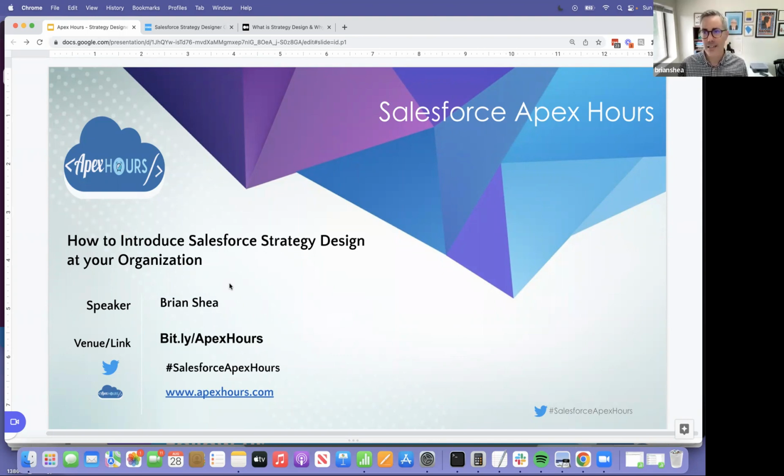So this is our second session on Salesforce strategy design. Our first session was giving an overview of what strategy design is and talking about the Salesforce strategy design certification, the new certification that was launched in 2022. This session, we're going to talk about how we can take some of the strategy design concepts and methods and start to introduce them into your organization.